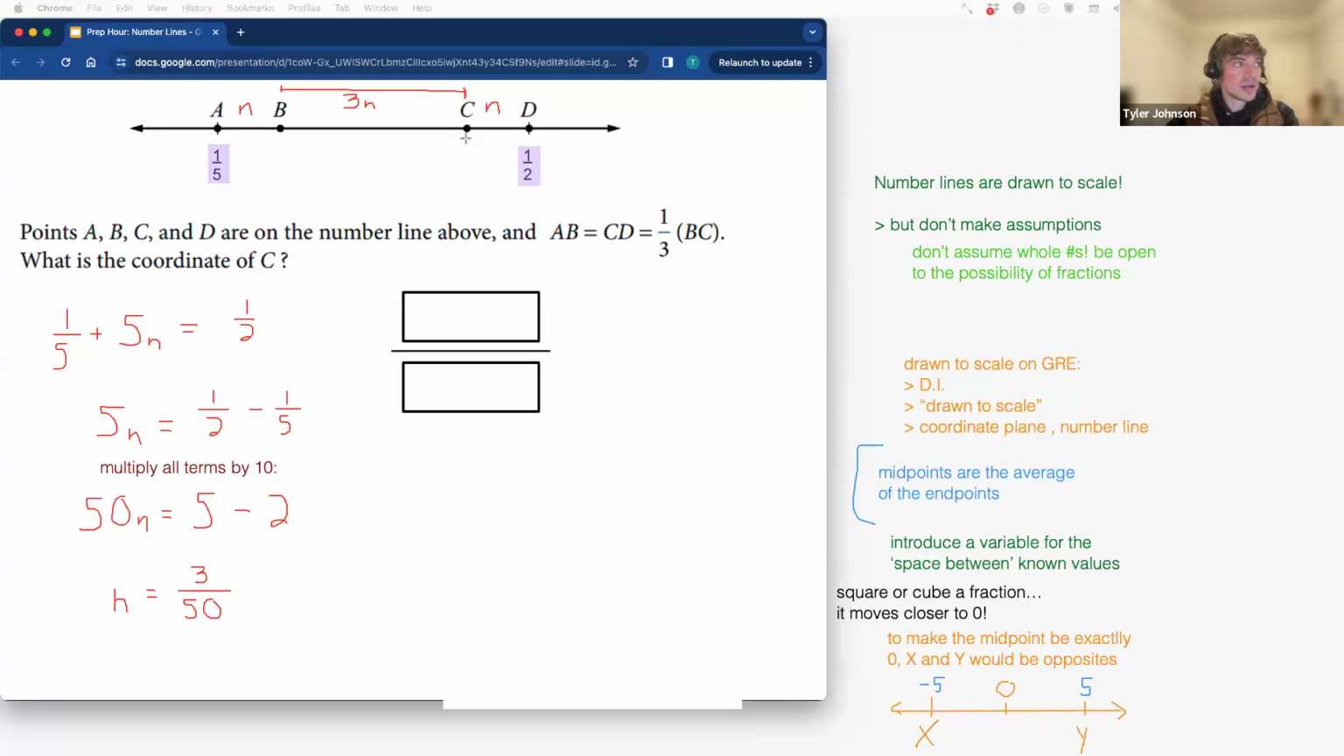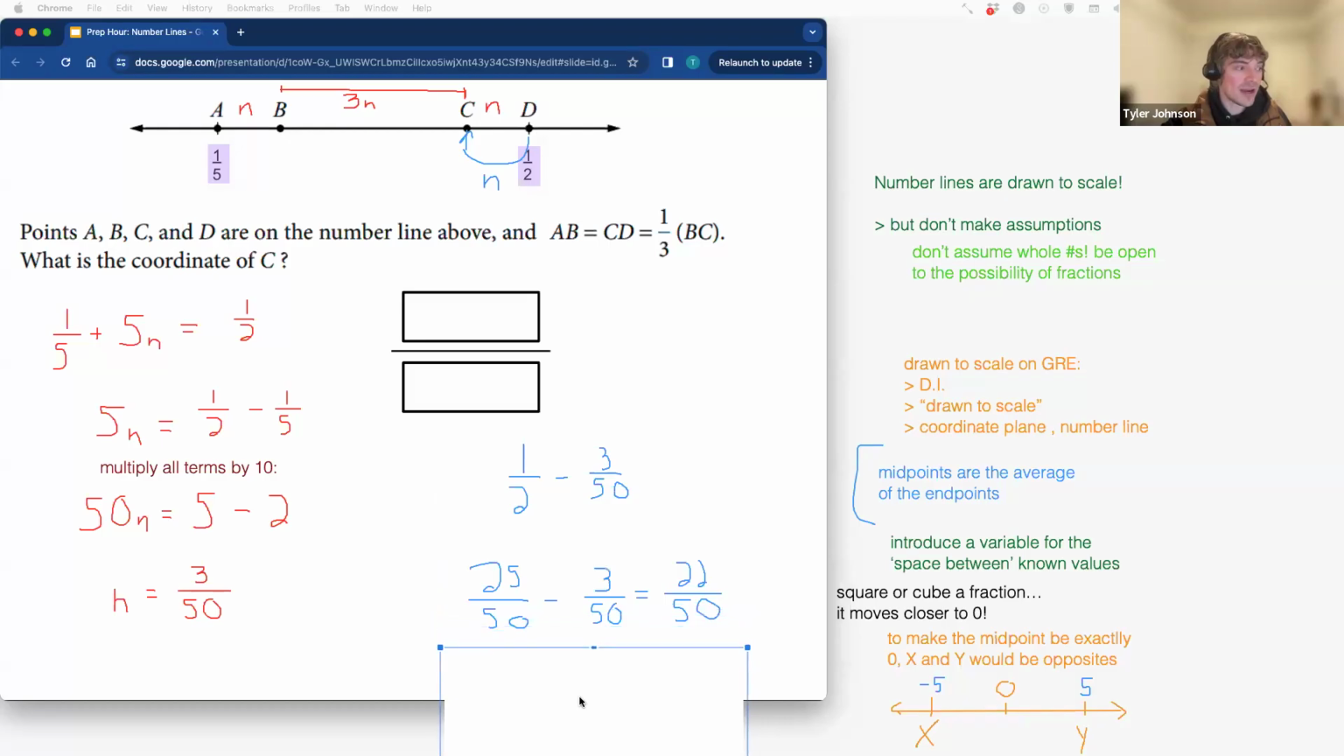And my goal here is to find the value of coordinate C. So I'm going to start at 1/2 and subtract 1n to get to C. So 1/2 minus 3/50. Give yourself a common denominator there. So that's 25/50 minus 3/50, giving you the correct answer of 22/50.